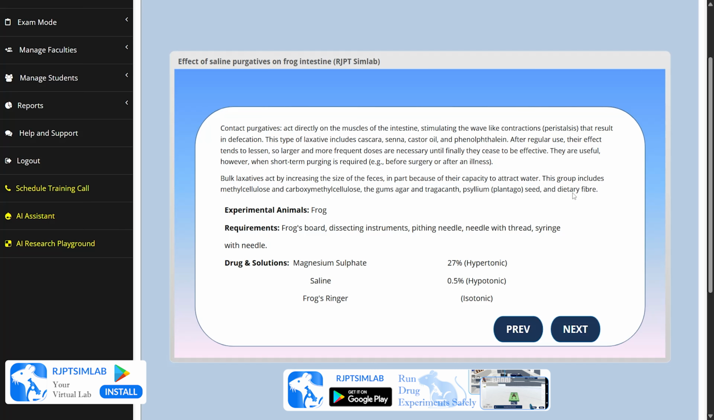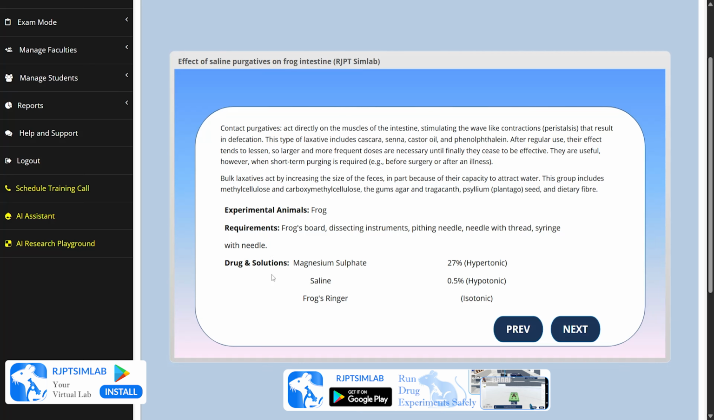So let us learn about this through an example. Through an experiment, we will perform an experiment on frog's intestine. So the experimental requirement is, at first we need the experimental animal, frog. Then the requirements are frog's board, dissecting instruments, pithing needle, needle with thread, syringe with needle.